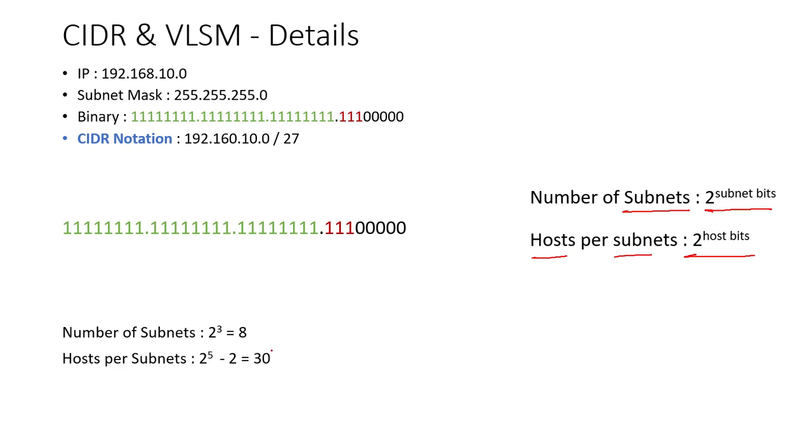In this case we have 2 raised to power 3 because we borrowed 3 bits, so we have a total of 8 subnets, and the total number of hosts per subnet will be 30. We subtract 2 hosts per subnet because one is reserved for the network, as we discussed already, and one is for broadcast.